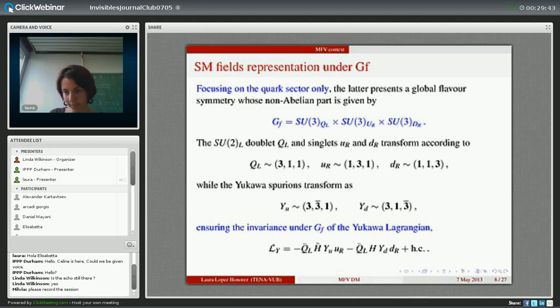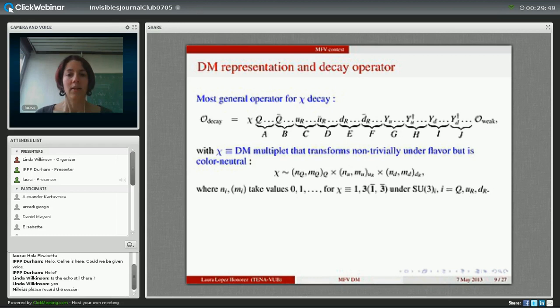Now, for what concerns dark matter, assuming that it is charged under the flavor symmetry group, you are able to write some decay operator of dark matter into a certain number of U left, U right, D right, and you will need some insertions of Yukawa matrices in order to be able to write this decay operator.